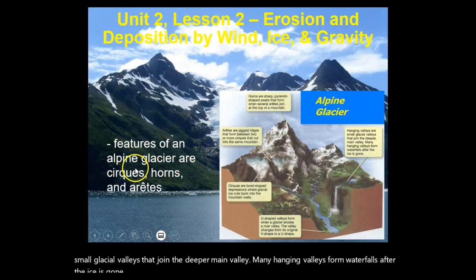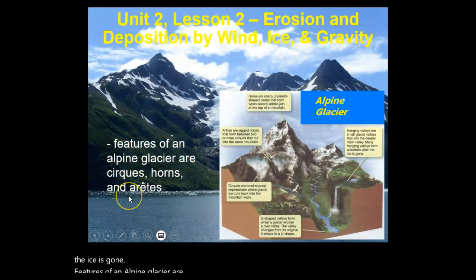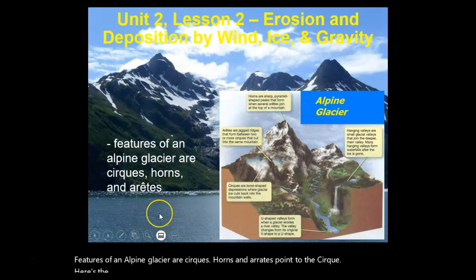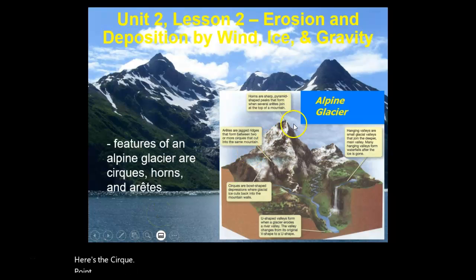Features of an alpine glacier are cirques, horns, and arêtes. Point to the cirque. Here's the cirque. Point to the horn. Up here, this is the horn. And point to the arête. The arête is over here. It's like a little mohawk of spiky tops.